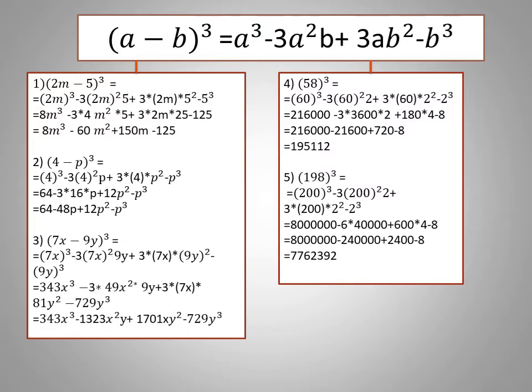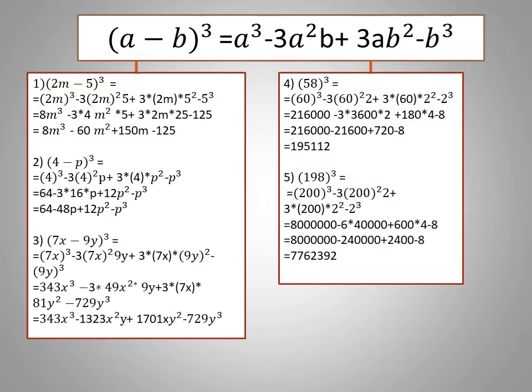Then A value is 2m, so (2m) cube minus 3 into (2m) square multiplied by the second term 5, plus 3 into the first term 2m into 5 square, minus 5 cube. According to the formula, you substitute the A and B values. Now 2 cube is 8, m cube stays m cube, so 8m cube, minus 3 into (2m) square, which means 4m square, into 5, plus 3 into 2m into 25, minus 125, the cube of 5. 8m cube as it is, 3 4s are 12, 12 5s are 60m square, plus 3 2s are 6, 6 into 25 means 150m, minus 125 is the expansion of (2m minus 5) cube.